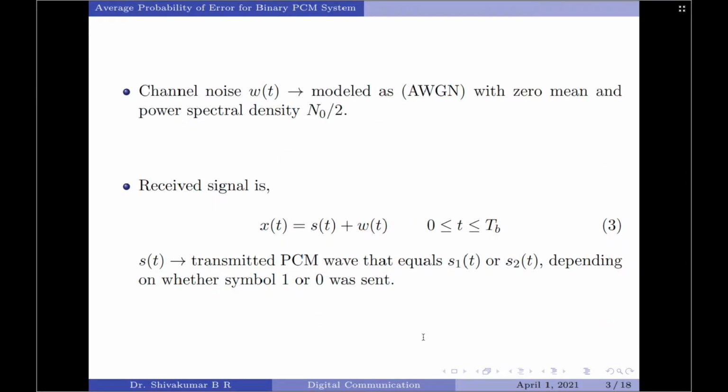Moving on, let us now consider the channel noise W of t to be modeled as an additive white Gaussian noise, simply AWGN, with 0 mean and a power spectral density of N0 by 2. Correspondingly, the received signal now equals X of t equals signal part S of t plus the noise part W of t. So, as you can see, S of t is the transmitted PCM wave that will either be equal to S1 of t or S2 of t, depending upon whether symbol 1 or symbol 0 was sent, and W of t is the noise component.